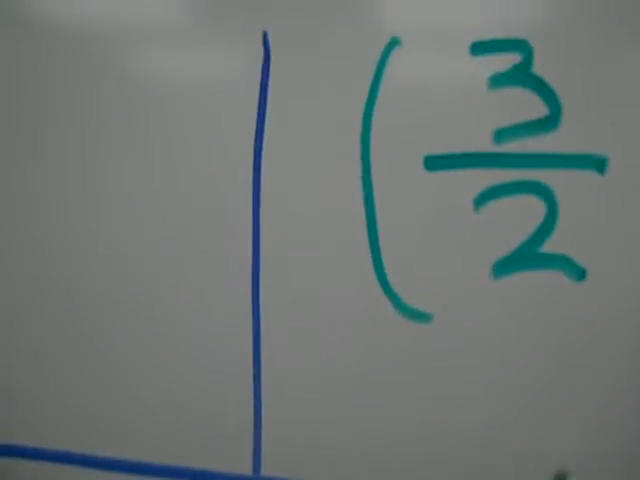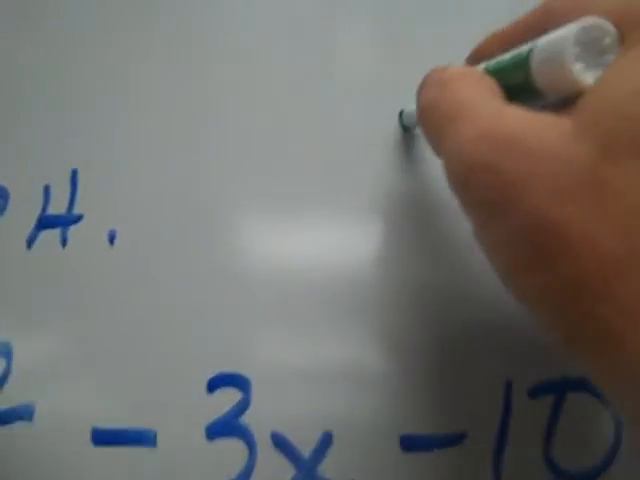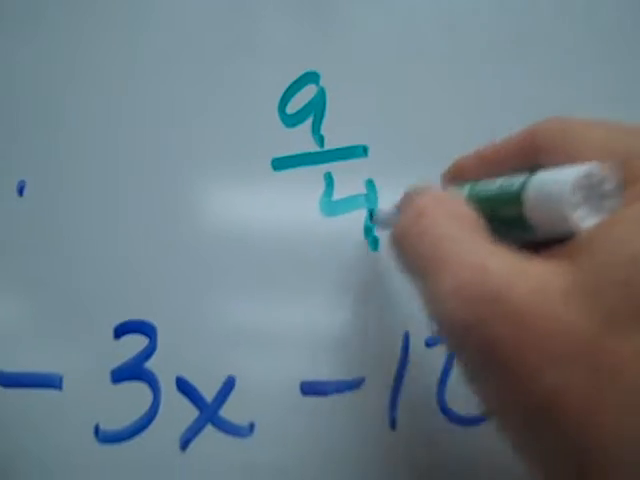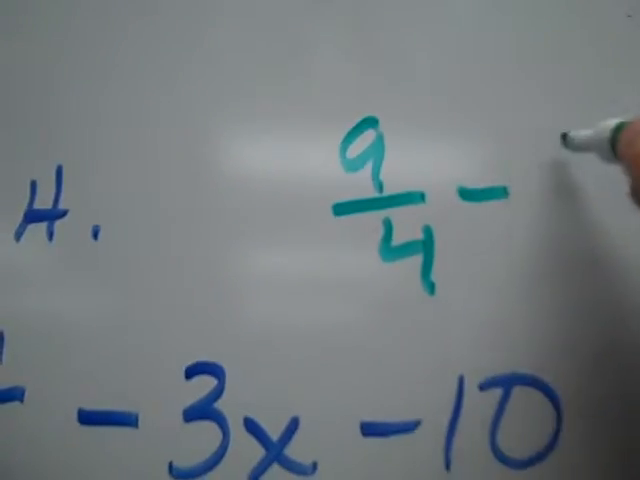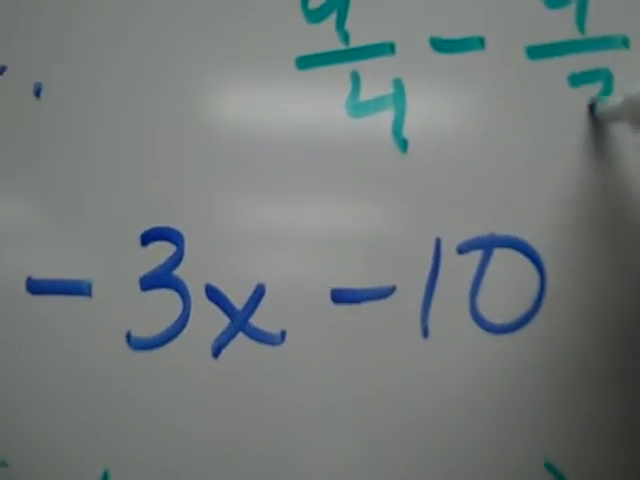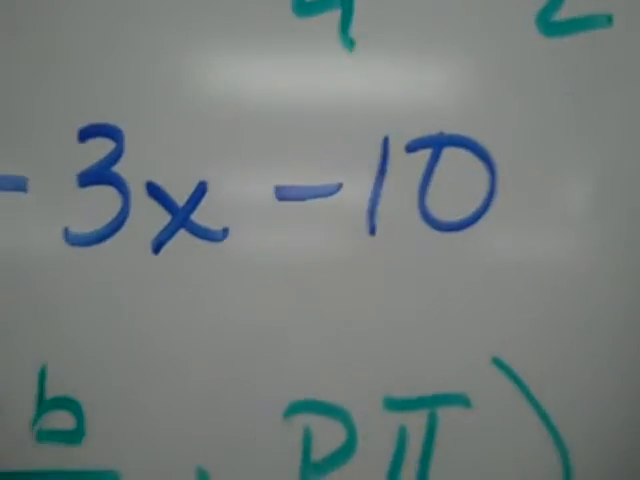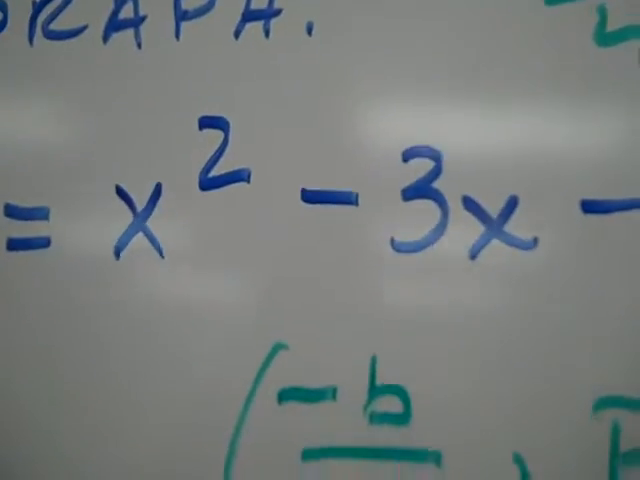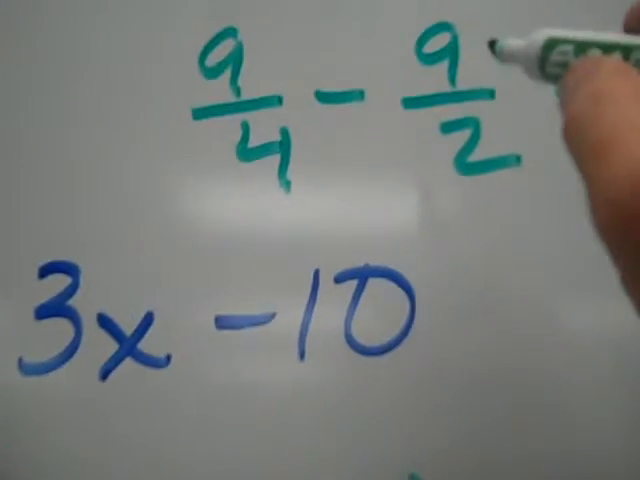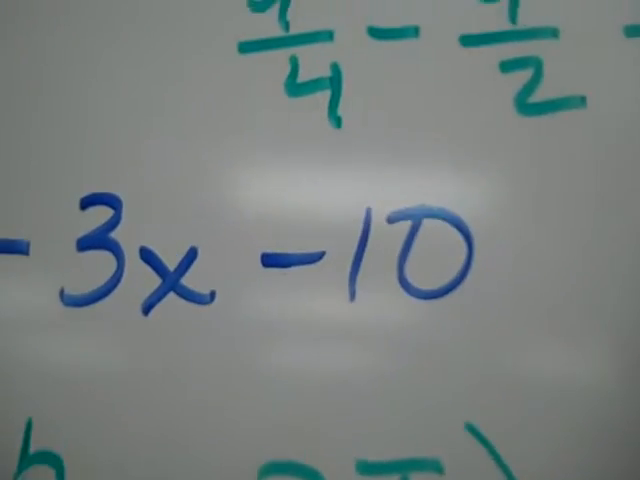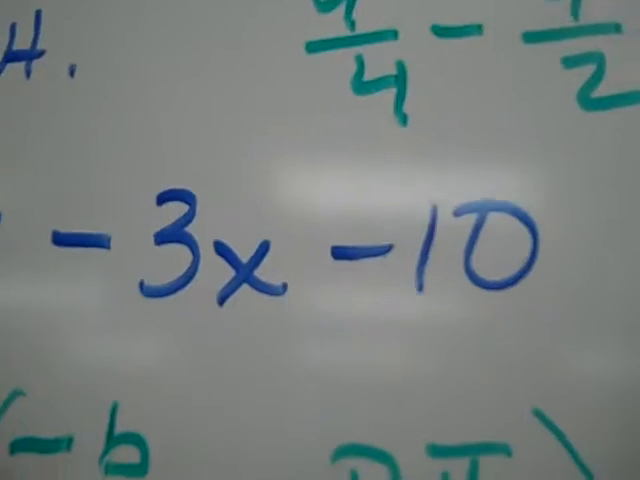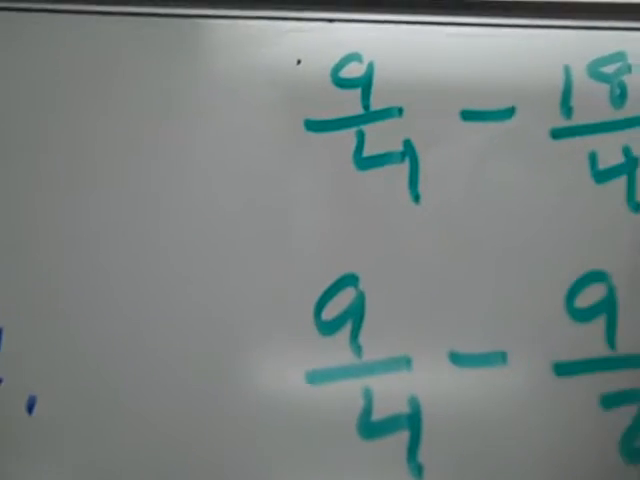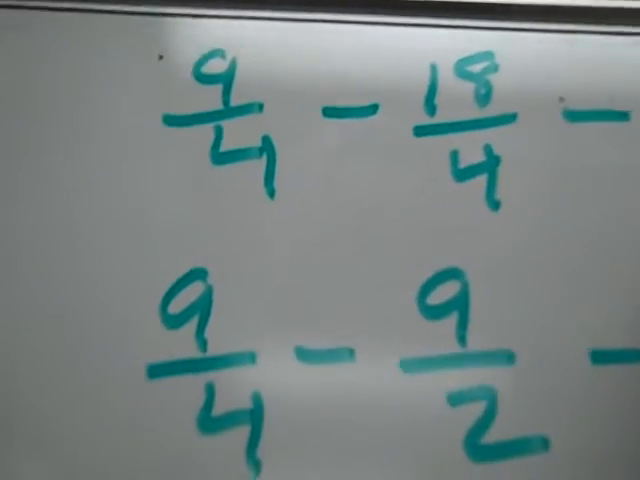9/4 minus 9/2 minus 10. So all I did was plug 3/2 in for x. 9/4, let's see, let's make them all 4s. So we have 9/4 minus 18/4 minus 40/4.